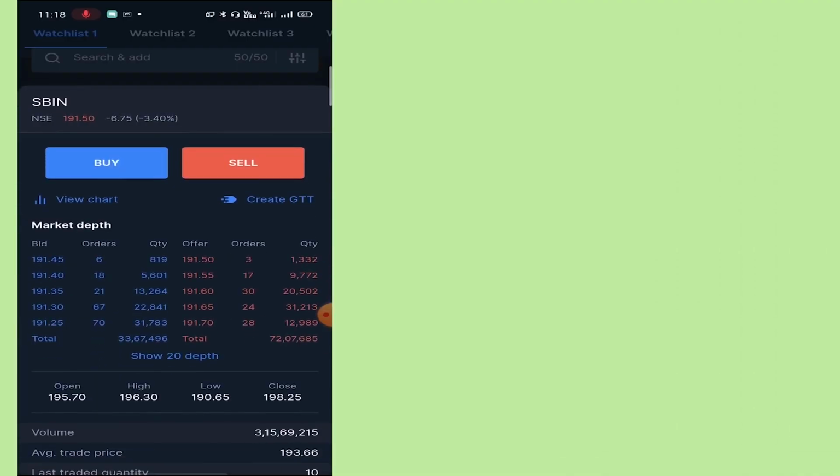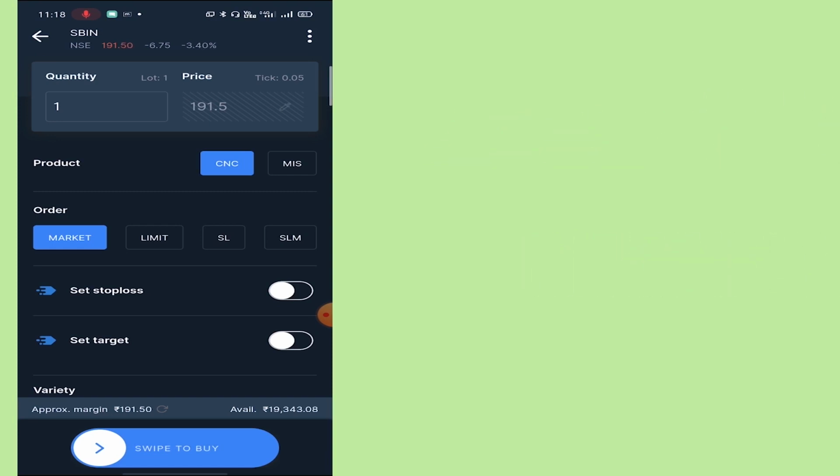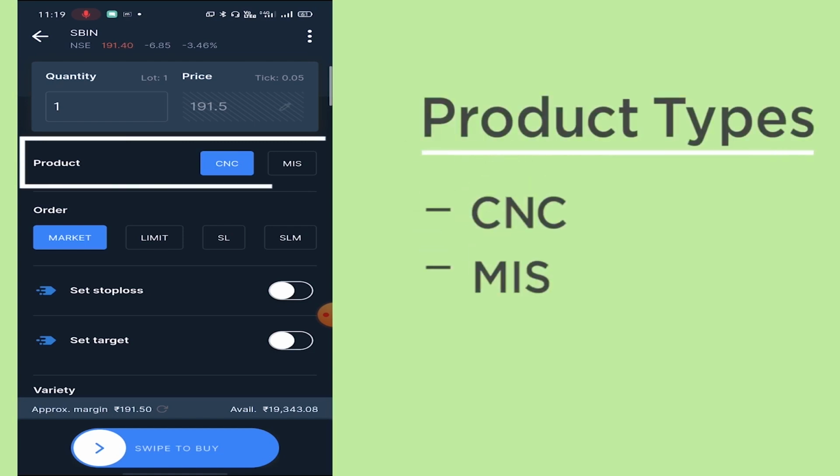So we'll discuss in detail the platform of Zerodha. First of all, we'll open the platform, that is Kite. So this is my watch list. I'll open SBIN. In this, first of all, we'll come to know the basics. If you open the buy window, in product there are CNC and MIS. So we'll come to know what CNC and MIS are.